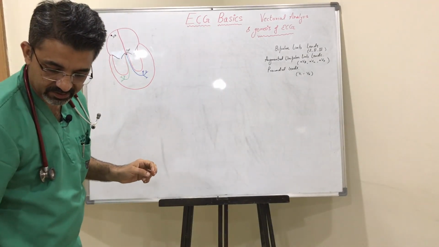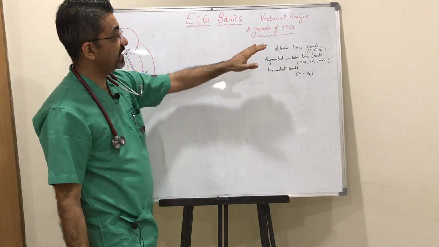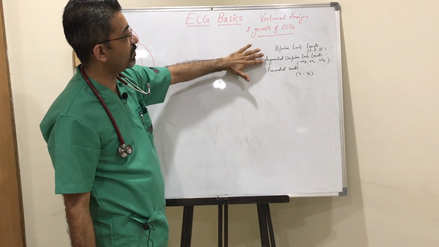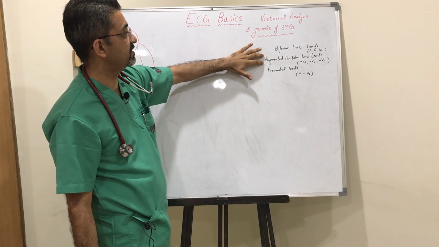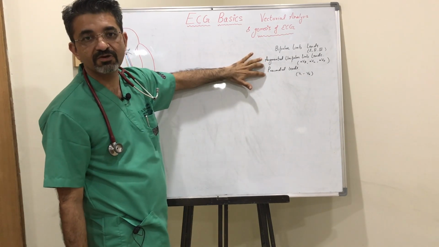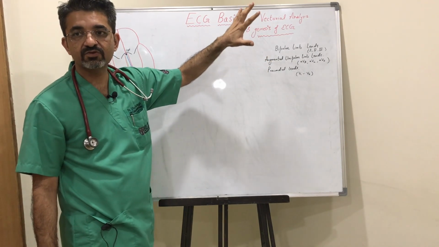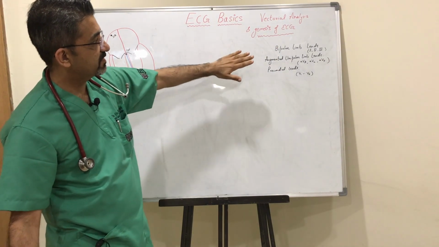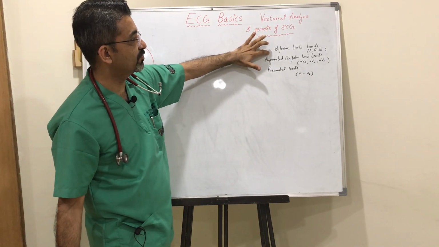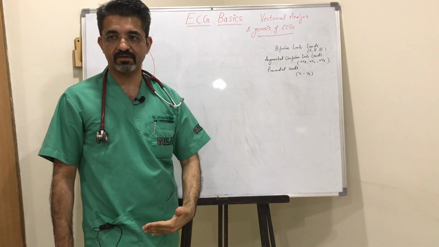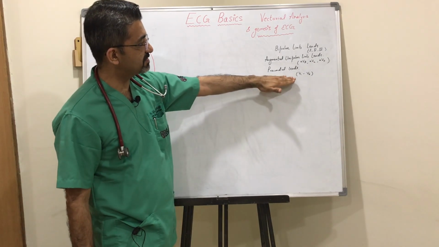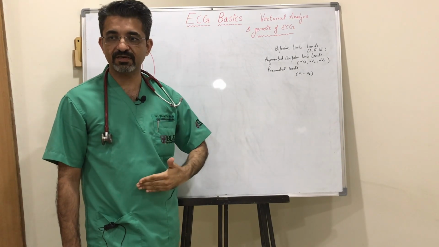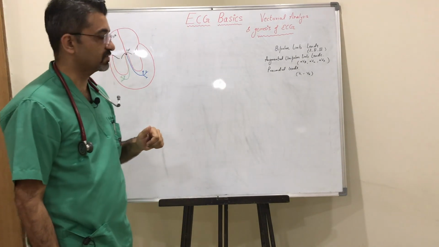Now when we talk of 12 lead ECG, we have 3 bipolar limb leads, that is 1, 2, 3. We have 3 augmented unipolar limb leads, AVR, AVL, AVF, and we have 6 precordial leads. A combination of these 12 leads constitute the 12 lead ECG. Herein you have to understand that bipolar and augmented unipolar limb leads are in the frontal plane, whereas the precordial 6 leads are in the transverse plane. Right? 6 leads in the frontal plane, 6 leads in the transverse plane.